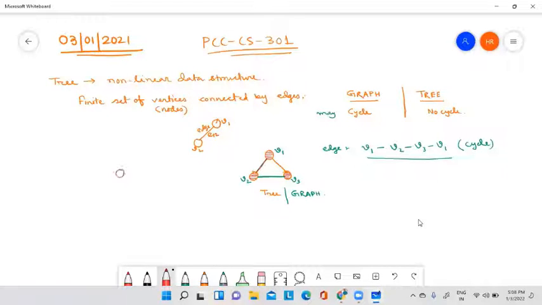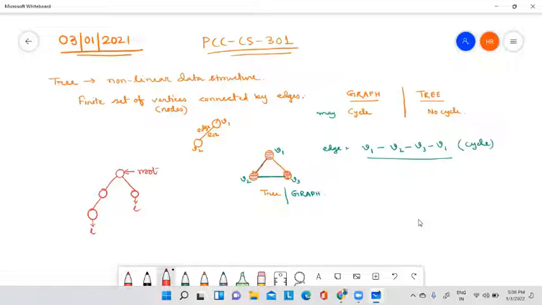Now if this is one kind of tree, we already discussed that the topmost node is called the root, and the nodes without any children are called leaves. So here, these two are the leaf nodes.